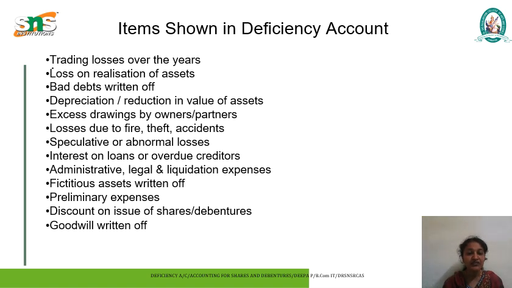then if there are any administrative, legal and liquidation expenses, fictitious assets written off if any, then preliminary expenses. Preliminary expenses means initial expenses incurred for the formation of the company, and a discount on issue of shares, goodwill written off.